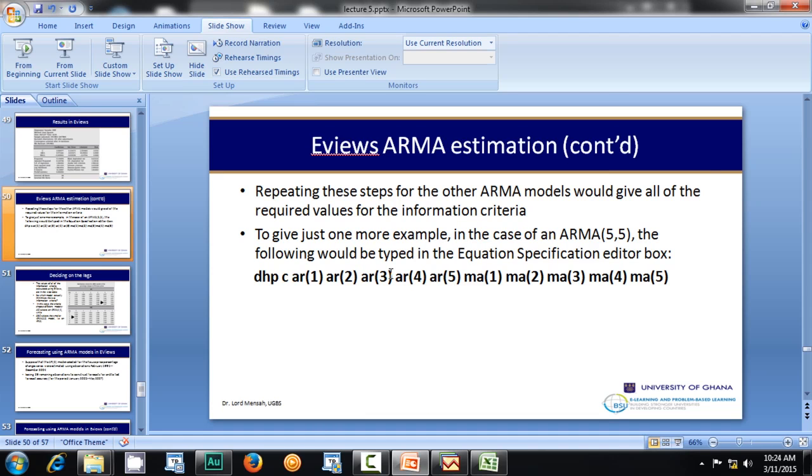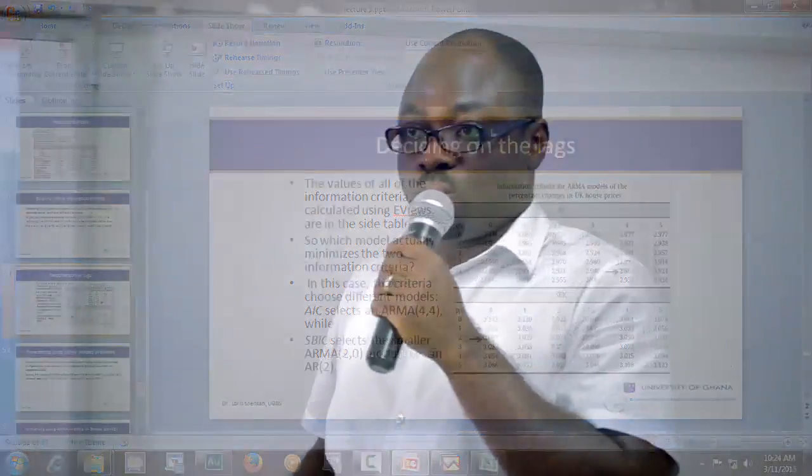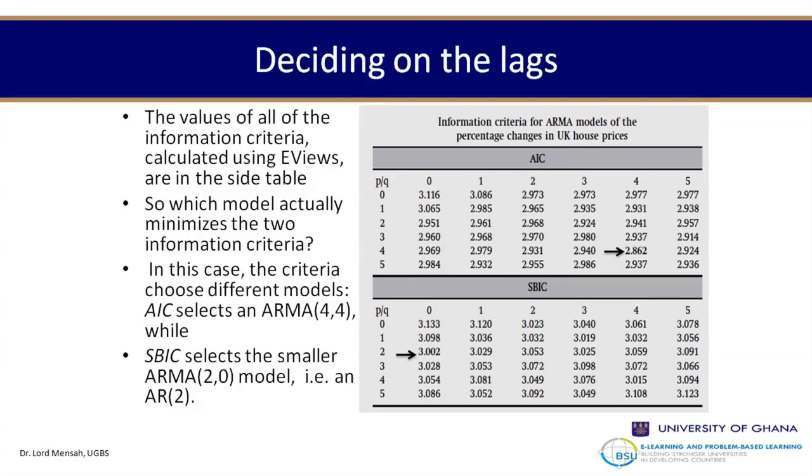So you can do that for AR(1) to AR(p). You can take 1 to 5, and then you pair them. You do various combinations in pairs, and then they will generate a nice table. And then out of the table, you can pick the best one that is giving you the minimum information criteria. And as you can see here, if you are using AIC, AIC picks a model of ARMA(4,4).